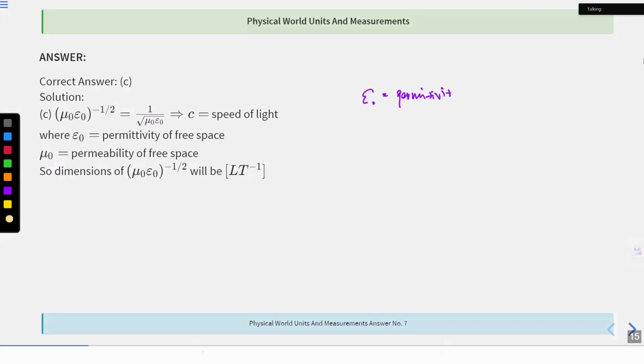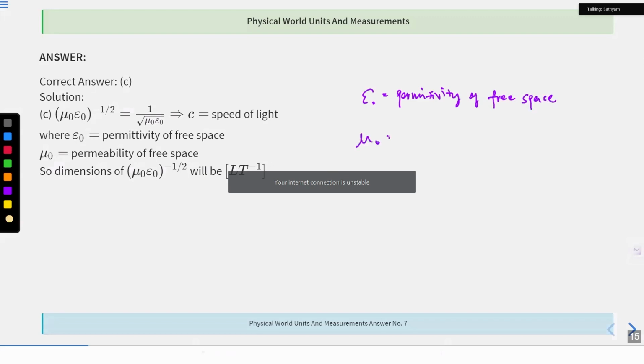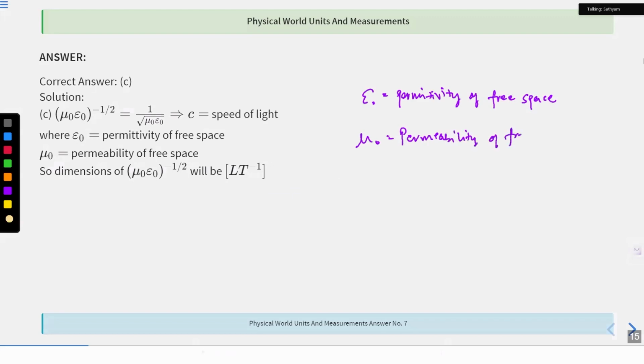Permittivity of free space. And mu naught is permeability of free space. It is noted over here, as you can see, but I'm just telling it for your convenience. So this is power minus 1 by 2.